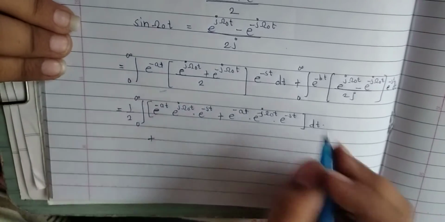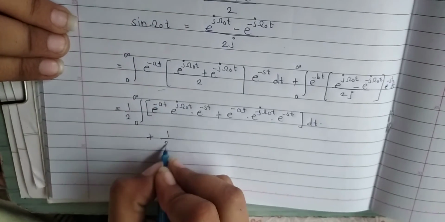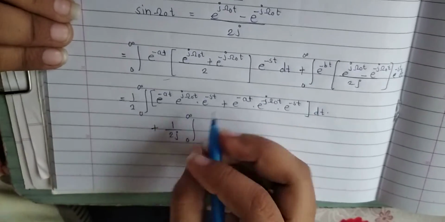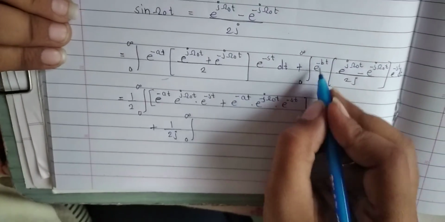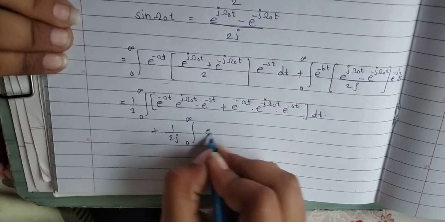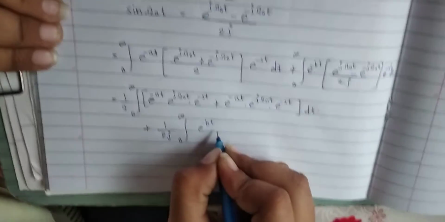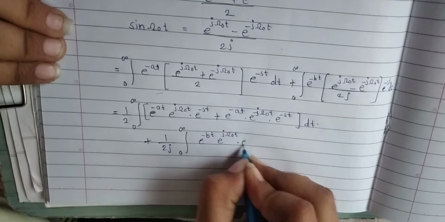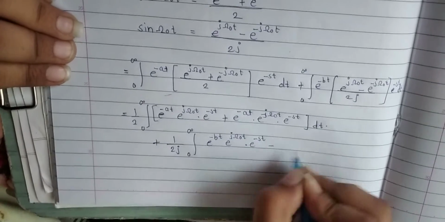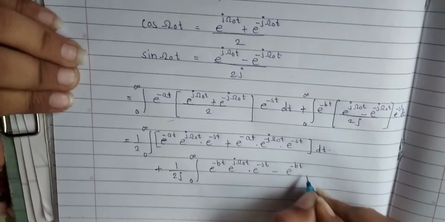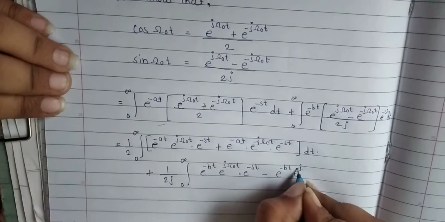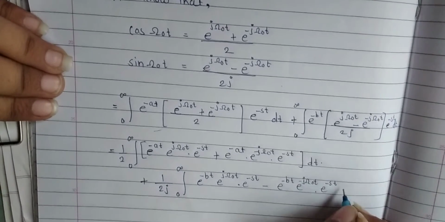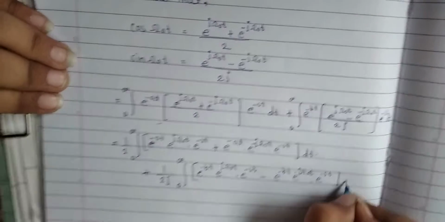Plus now I take 2j common outside the integration, so it becomes 1 upon 2j integration 0 to infinity. Now I multiply e raised to minus bt inside the bracket, so it becomes e raised to minus bt e raised to j omega naught t into e raised to minus st minus e raised to minus bt into e raised to minus j omega naught t into e raised to minus st whole into dt.